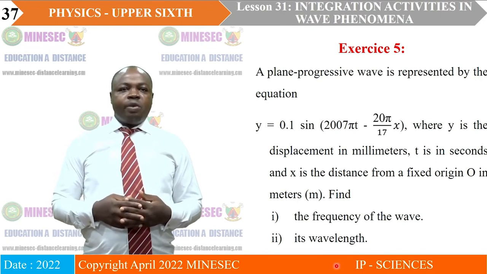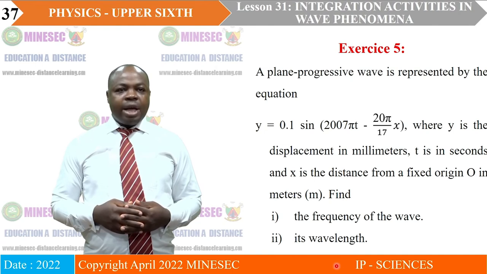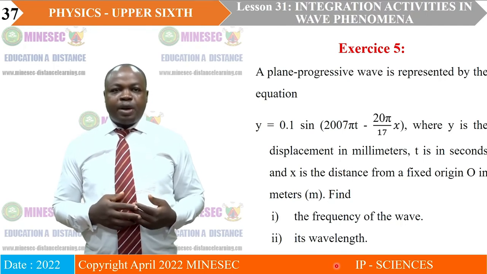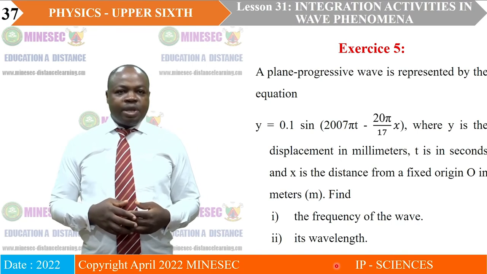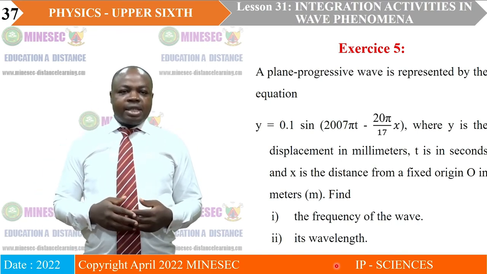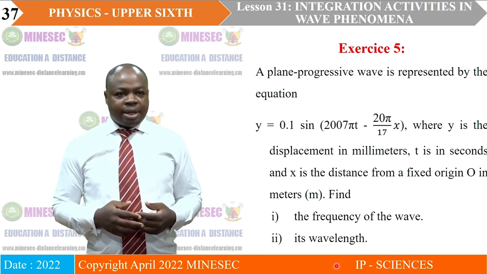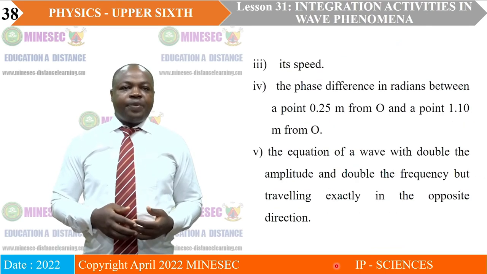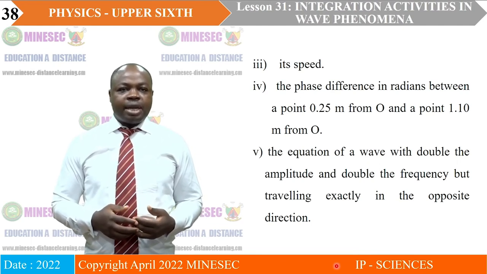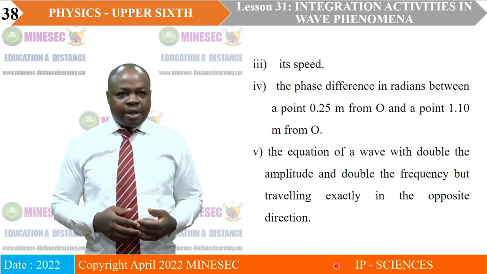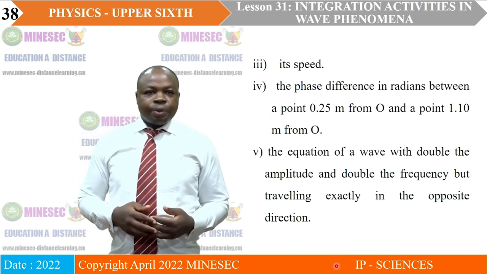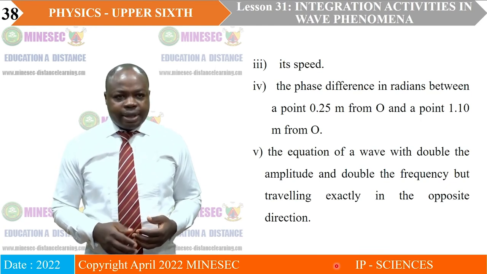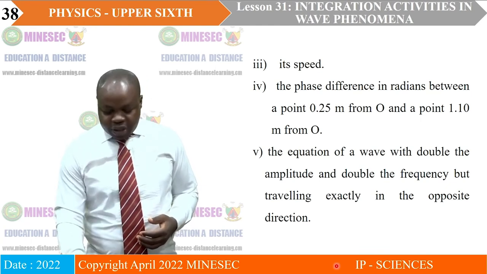Question number 5. A plane progressive wave is represented by the equation y equals 0.1 sine (2007 pi t minus 20 pi over 17 x), where y is the displacement in millimeters, t the time in seconds, x the distance from a fixed origin O in meters. Now we find the frequency, wavelength, speed, the phase difference between 0.25 meters and 1.10 meters, and the equation of the wave with double the amplitude and double the frequency and traveling exactly in the opposite direction.